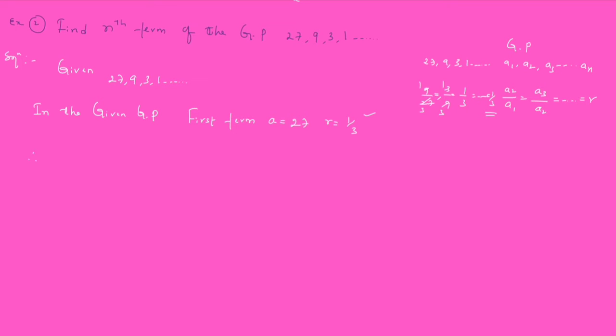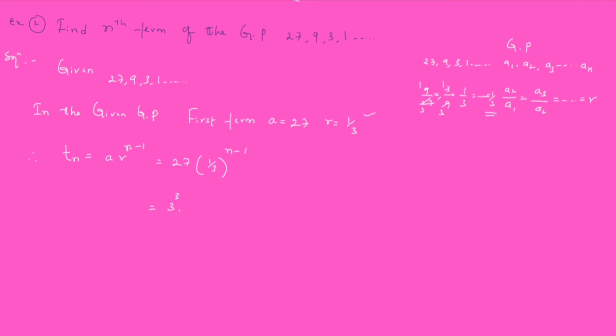So now Tn equals A times R to the power n minus 1. Again we have to find the nth term, right? So Tn is, as it is, A value 27, times R value 1 by 3 to the power n minus 1, right? So 27 can be written as 3 cube, right? Into 3 to the power of, we can write it as 1 minus n.